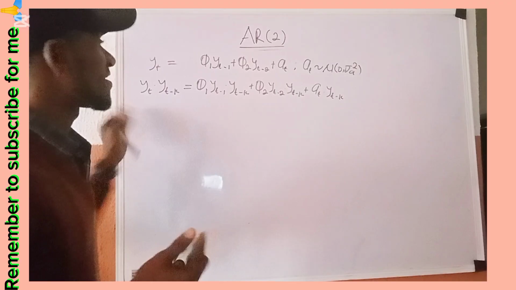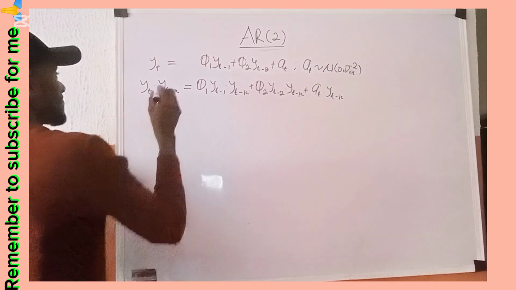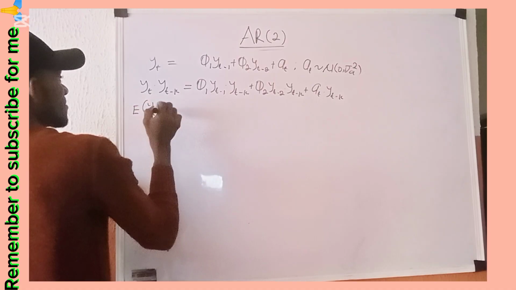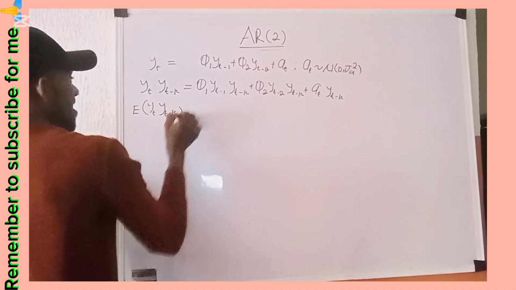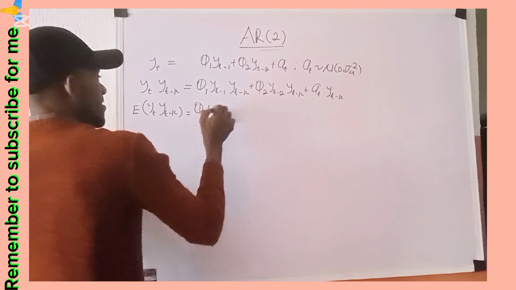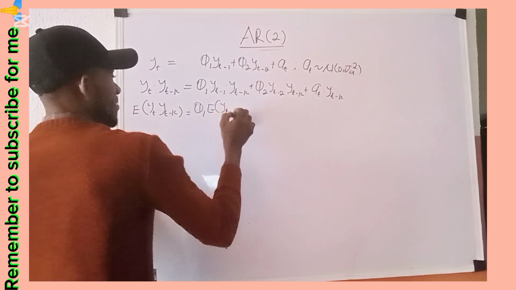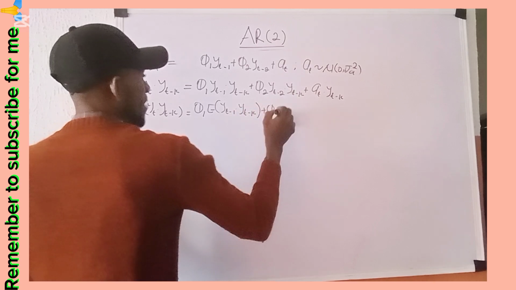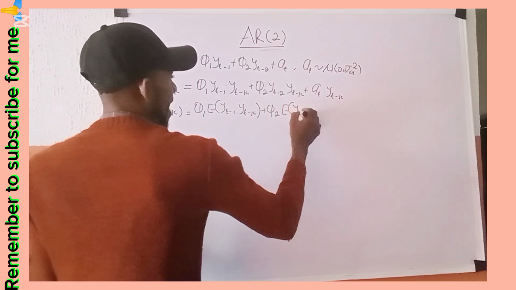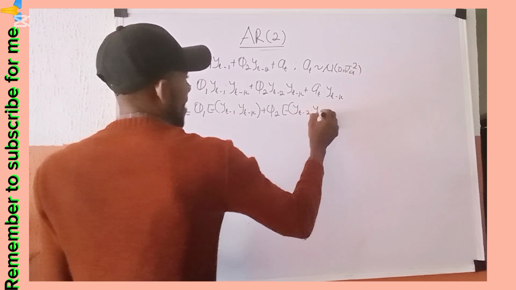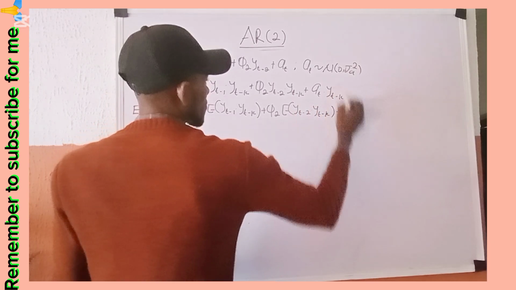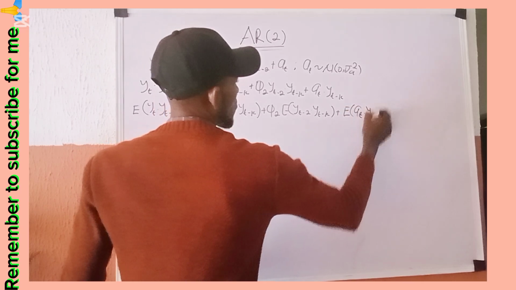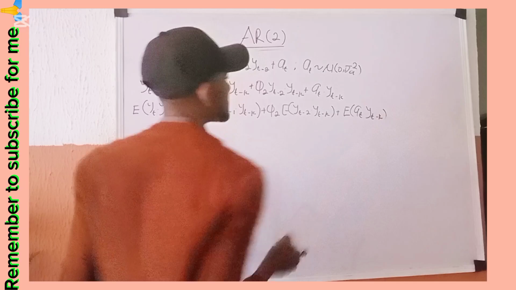So what we are going to do now is to take the expected value. Taking the expected value, what I'm going to have is E of y of t multiplied by y of t minus k, given as phi 1 E of y of t minus 1 multiplied by y of t minus k, plus phi 2 E of y of t minus 2 multiplied by y of t minus k, plus we have E of a of t multiplied by y of t minus k.